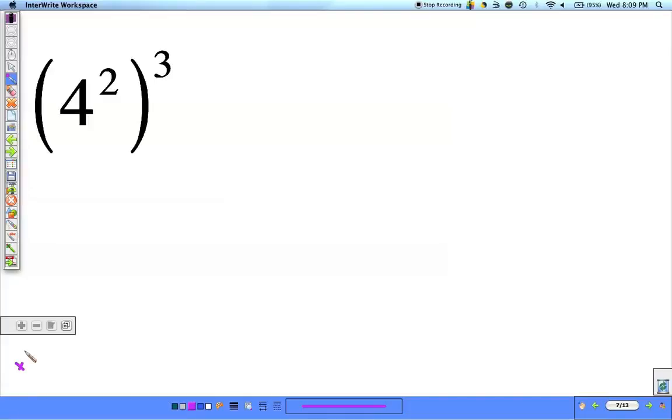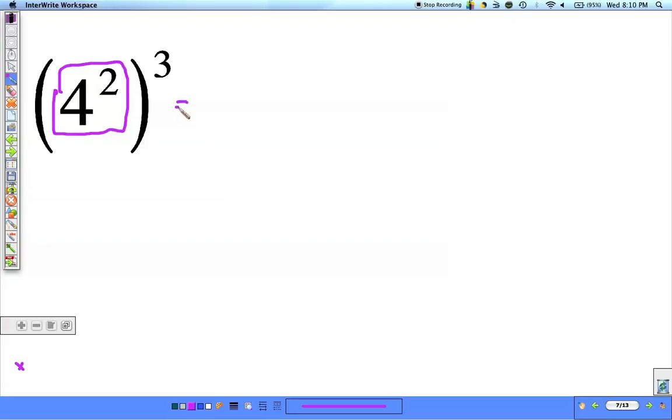Okay, before you look at part 3, let's take a look at what you're going to be doing for part 3. Now I have 4 squared raised to the third power. So the way I'm going to expand that is I'm going to work with what's on the outside first and leave what's on the inside of the parentheses by itself. Right? I'm not going to worry about this right now.